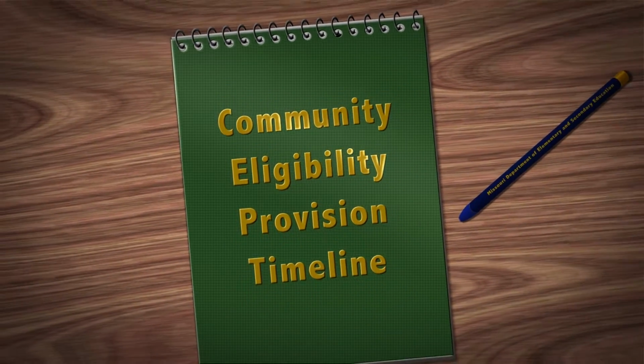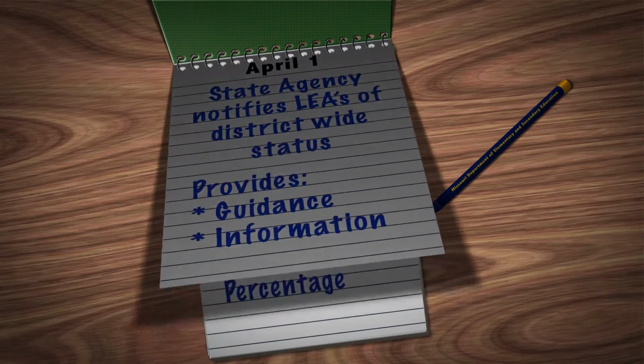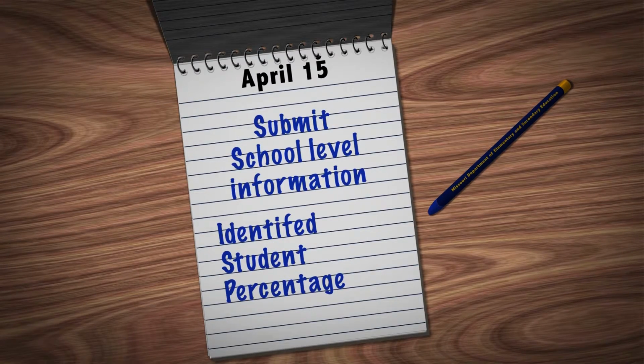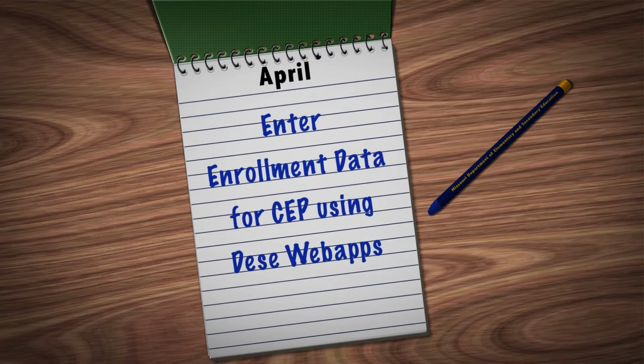The notification timeline for the community eligibility provision: April 1st, the state agency notifies LEAs of district-wide status and provides guidance and information. April 15th, submit school-level information indicating the identified student percentage to the state agency. May 1st, the state agency will publish a list of LEAs and schools on the DESE FNS website. The state agency will provide the list of LEAs and schools to USDA Food and Nutrition Service for publication on their website. LEAs are required to enter enrollment data for the CEP in April using DESE web apps.